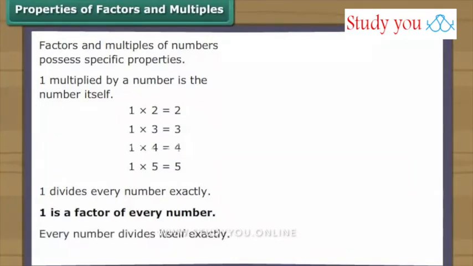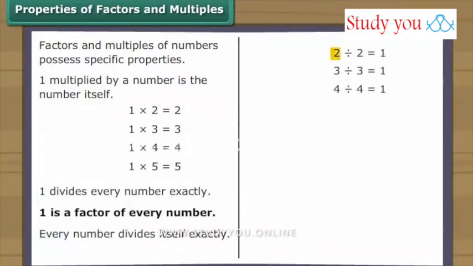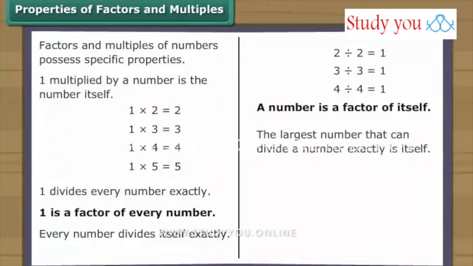Every number divides itself exactly. 2 divided by 2 is equal to 1. 3 divided by 3 is equal to 1. 4 divided by 4 is equal to 1. Therefore, a number is a factor of itself. The largest number that can divide a number exactly is itself.